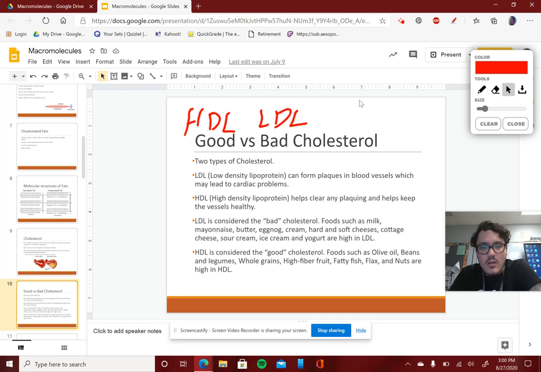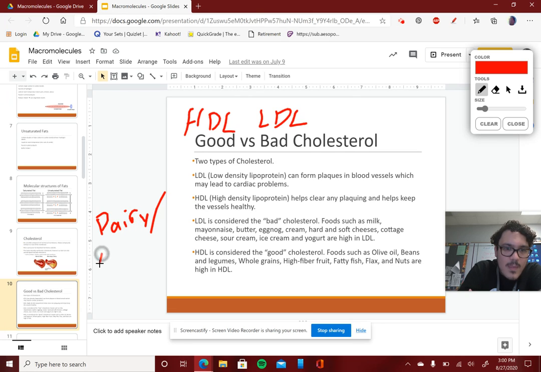Now, as far as all of this, don't have to memorize the specifics. I can generalize it really easy. LDL, you'll find it in things like milk, mayo, butter, eggnog, cream, cheeses, sour cream, ice cream. What's the common thread here? LDL is found in dairy. Let me switch it back to the pen. LDL is found in dairy and animal products.